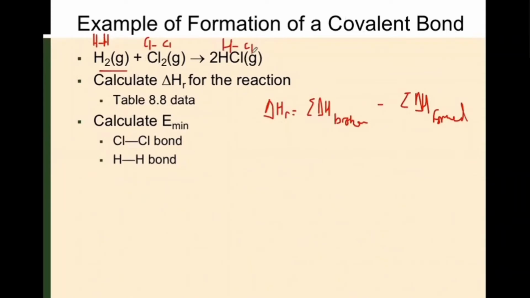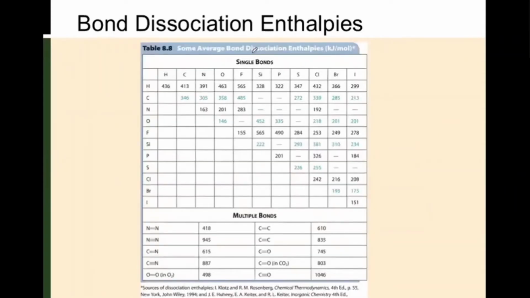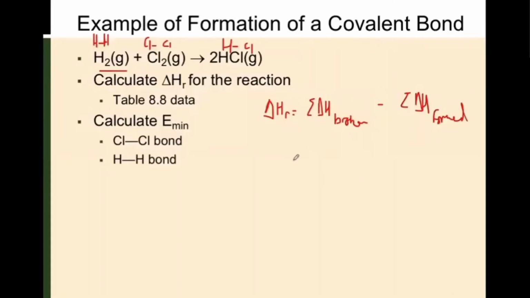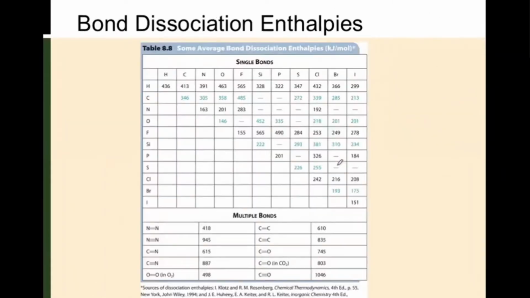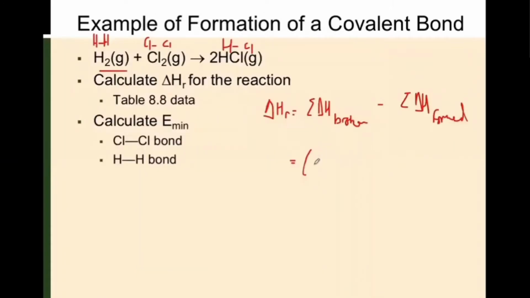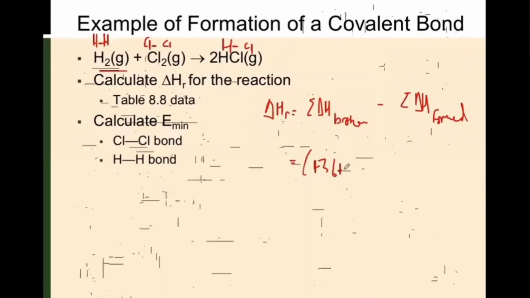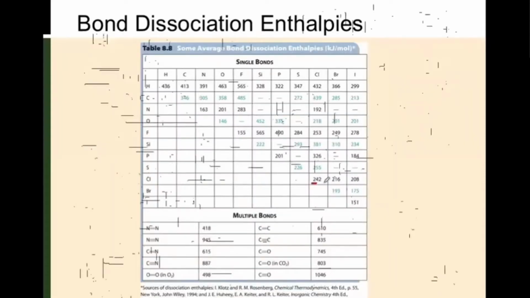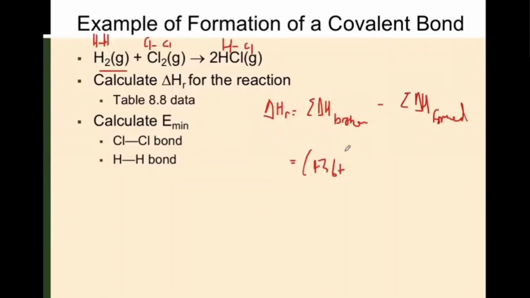So the energies for this are given on this side. The average bond dissociation enthalpies are written here. For hydrogen, it's 436 kilojoules per mole. For chlorine, Cl-Cl bonds are going to be 242. So it's going to be the sum of 436 for the hydrogen-hydrogen bond, plus 242 for the chlorine-chlorine.